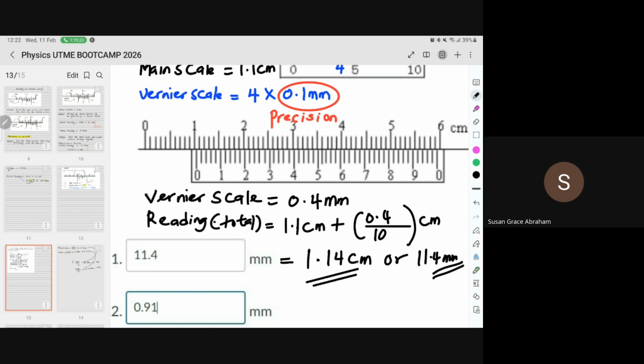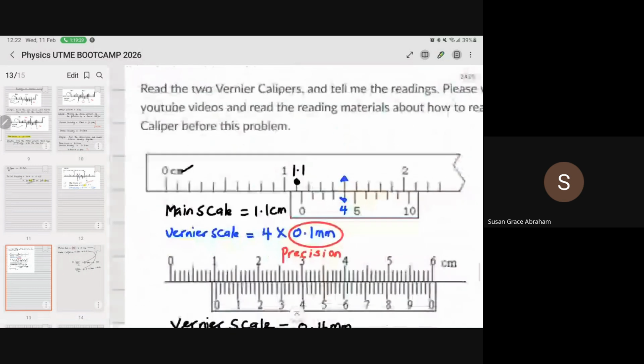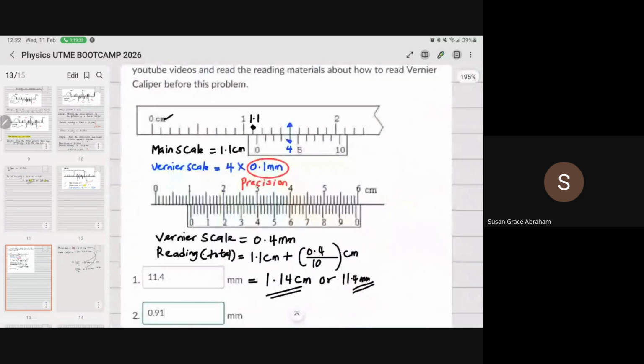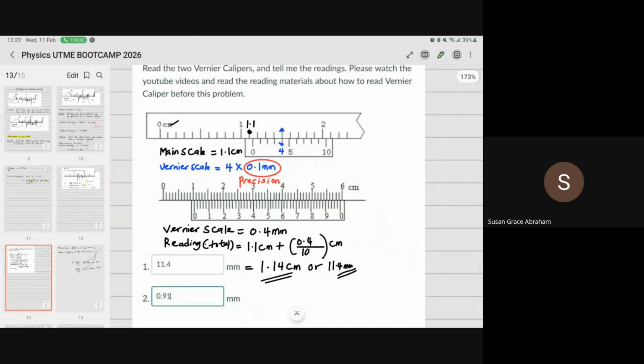Does it make sense now? Do you know how I got 11.4 millimeter, multiplying by 10? Does it make sense now? Are you sure? Are you still confused? I'm trying to do the calculation myself. Okay, go ahead and calculate on your own.